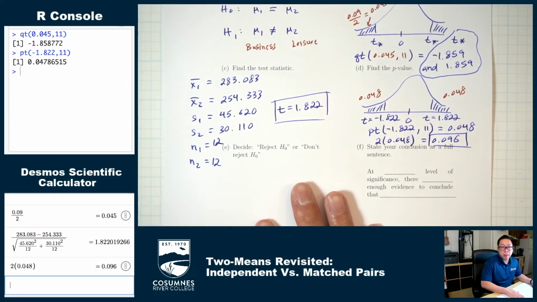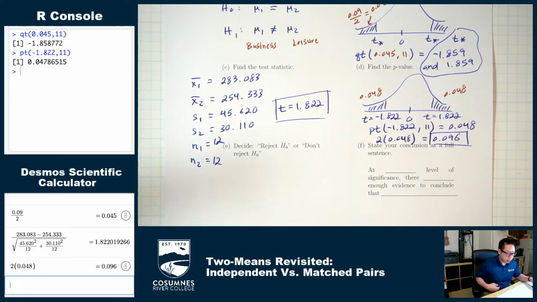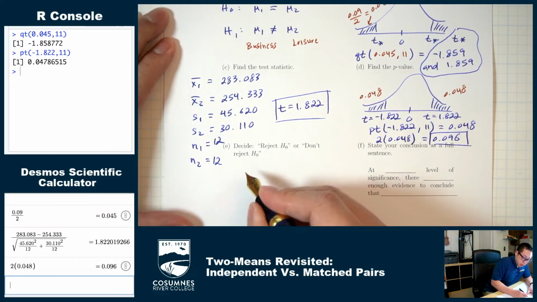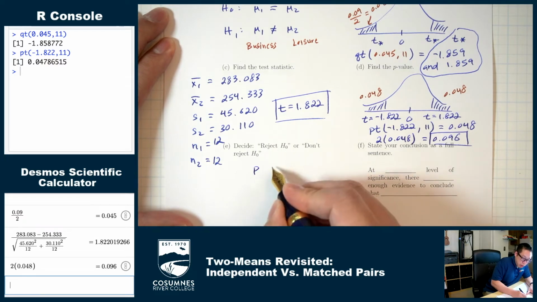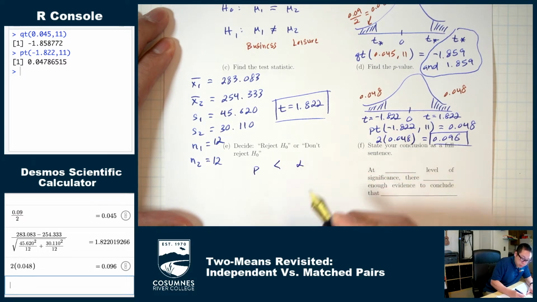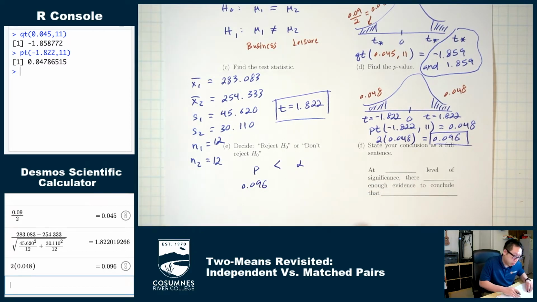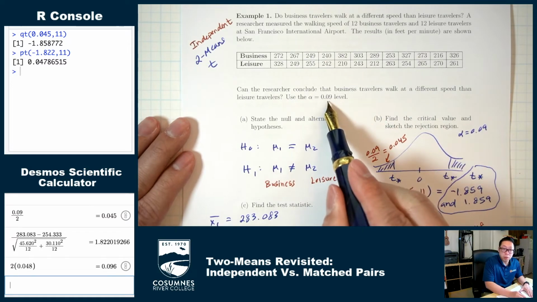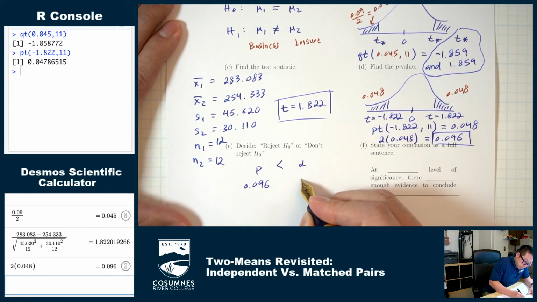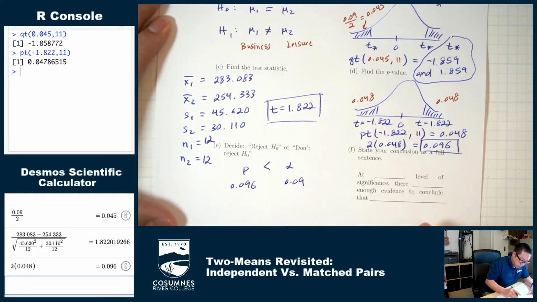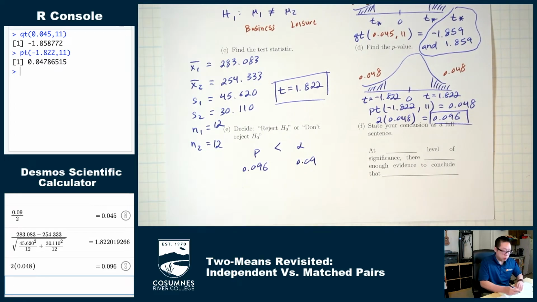Part E, decide whether to reject or don't reject. The way you decide is you look at your p-value and check whether it's less than your alpha. Our p-value is 0.096. Alpha in this problem was 0.09. Okay. Is 0.096 less than 0.09?